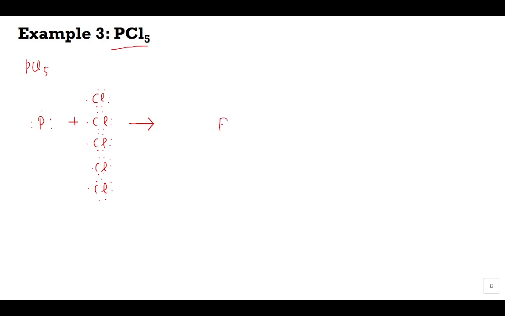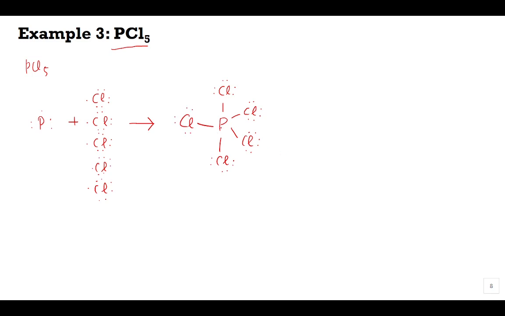Okay, so how are you going to draw? You are going to draw Cl, Cl, P, Cl, Cl, Cl. Then you need to put the electrons. So Cl must be octet: 1, 2, 3, 4, 5, 6, 7, 8. And the same thing for each one, you just put another 6 electrons for each of the chlorine.